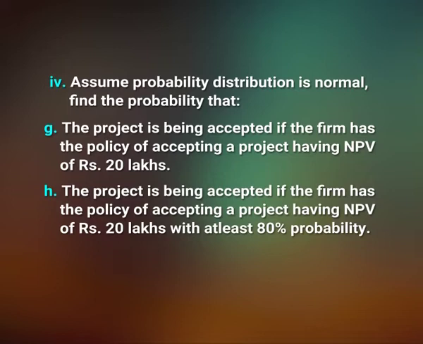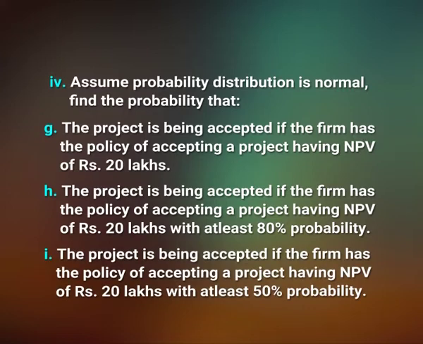Then H, the project is accepted if the firm has a policy of accepting a project having an NPV of rupees 20 lakhs with at least 80% probability. I, the project is accepted if the firm has the policy of accepting a project having a net present value of rupees 20 lakhs with at least 50% probability. Now, we will see the solution. The first one, calculation of expected net present value.